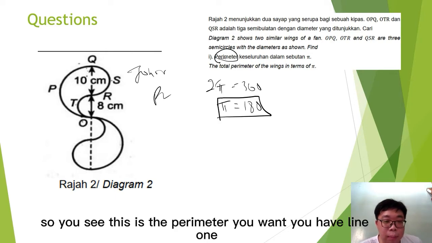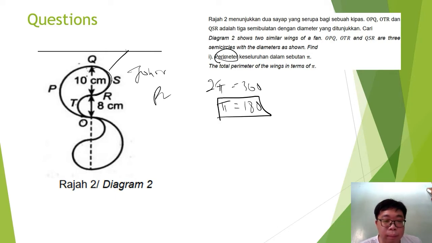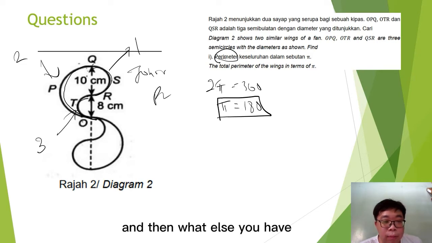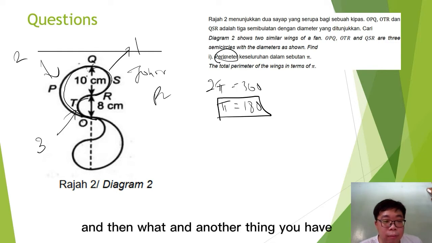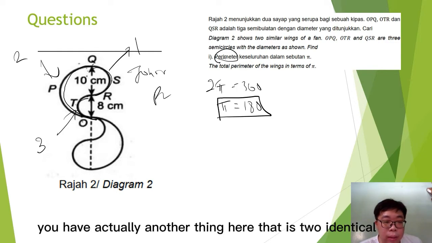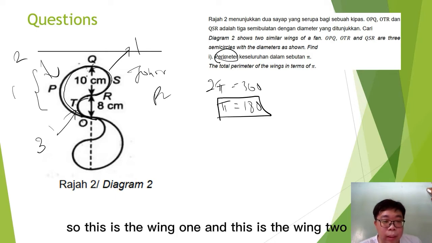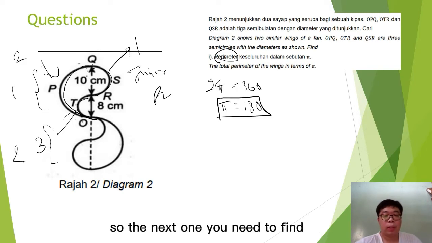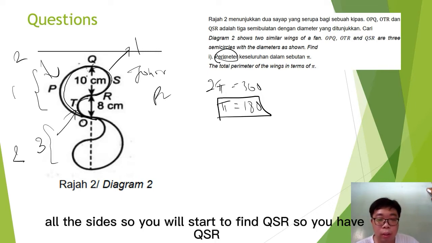So you see this perimeter we want, we have line 1, you have line 2, you have line 3 here, and then what else you have? That's all. So you have these two. And then another thing you have actually here. So it's two identical. So this is the wing 1 and this is the wing 2. So only need to multiply by 2. So the next one you need to find the outer side. So you will start to find QSR.